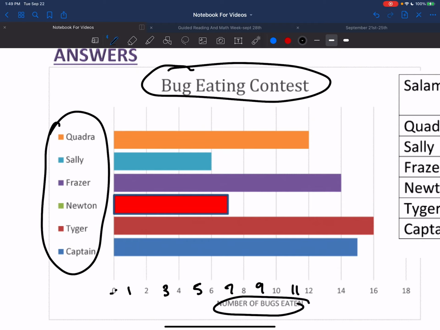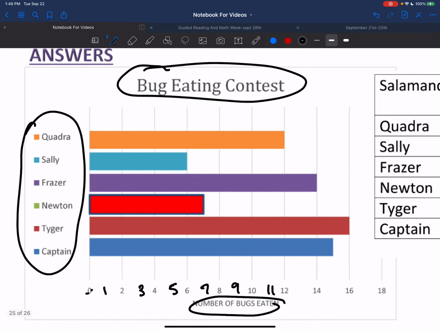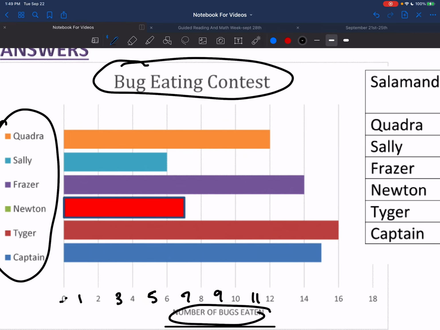We're going to go ahead and write our numbers of bugs eaten beside each bar to make our data a little easier to read when we're answering those questions. So let's start at Quadra. How many bugs did Quadra eat? Well, if I follow that bar all the way out, and I go down, I can see that Quadra has eaten 12 bugs, so I'm going to write 12 beside it.